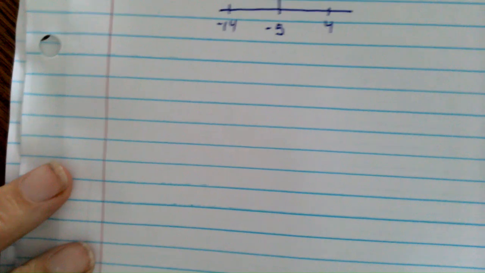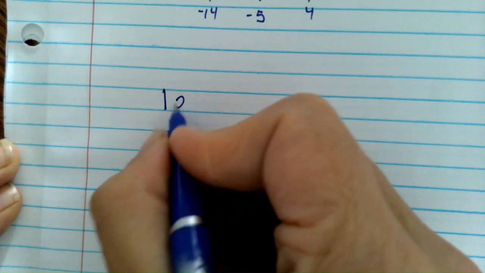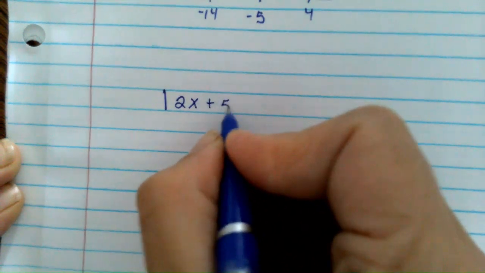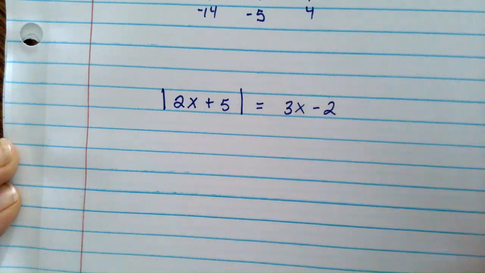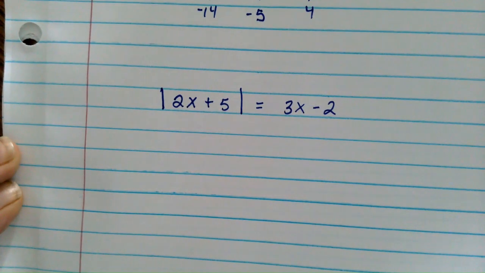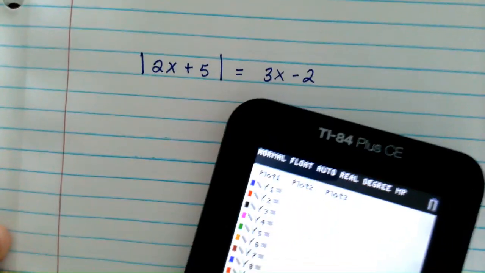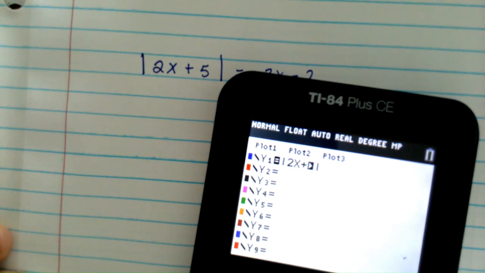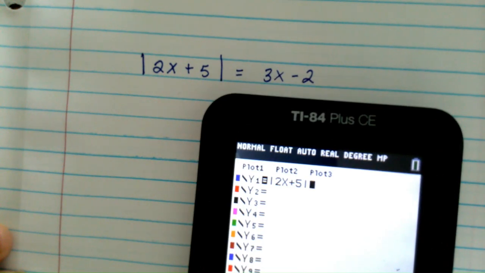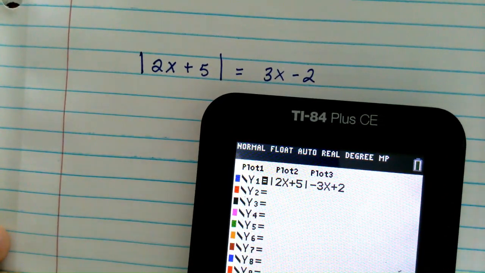However, we might get a little more complicated. It might be something like that. Okay, so again, absolute value of 2x plus 5, and I'll subtract the 3x, and I'll add the 2. That way everything's on one side.